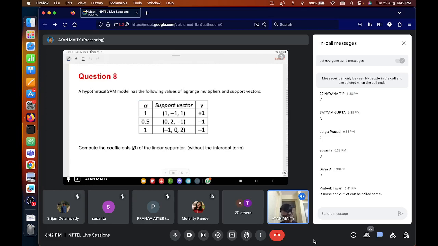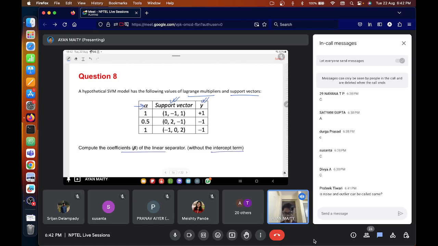Now we can move on to question 8. So this is on SVM again. A hypothetical SVM model has the following values of Lagrangian multipliers and support vectors. These alpha values are the Lagrangian multipliers, these are the support vectors, and these are the y, or the output levels, of those support vector points. Compute the coefficient beta of the linear separator without the intercept term.